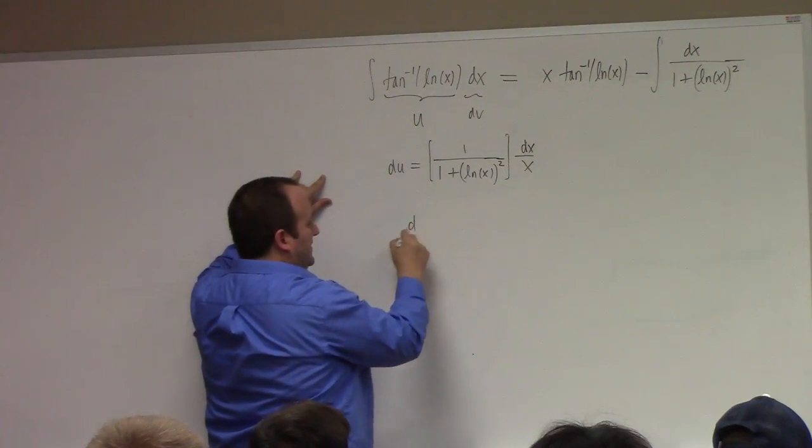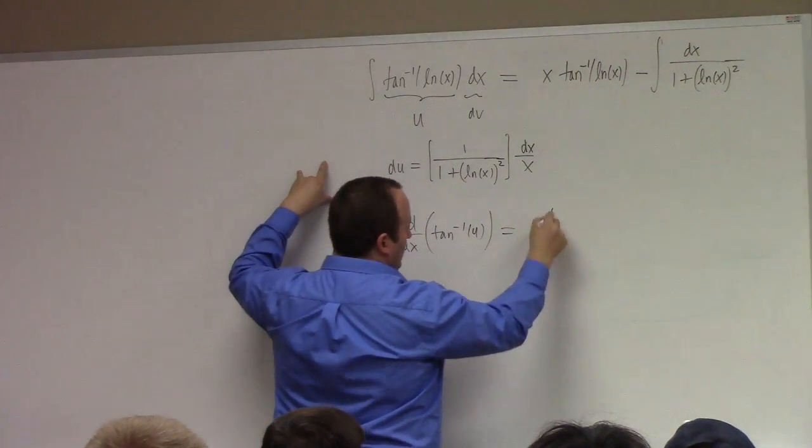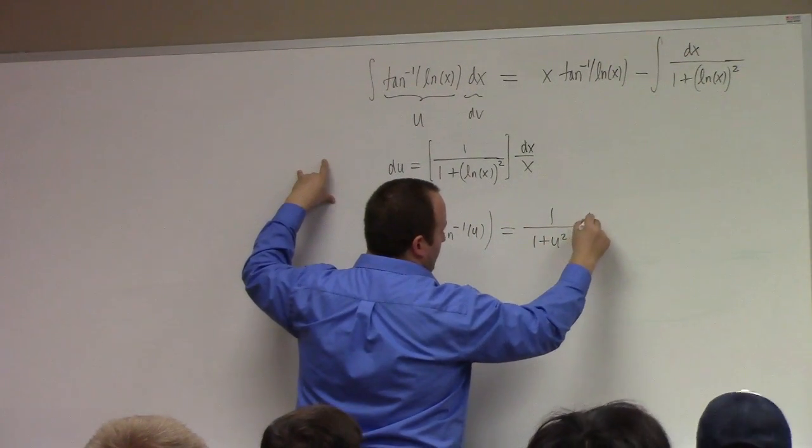What I'm doing, guys, is the derivative with respect to x of inverse tangent of u, right? Chain rule, 1 over 1 plus u squared times du dx.